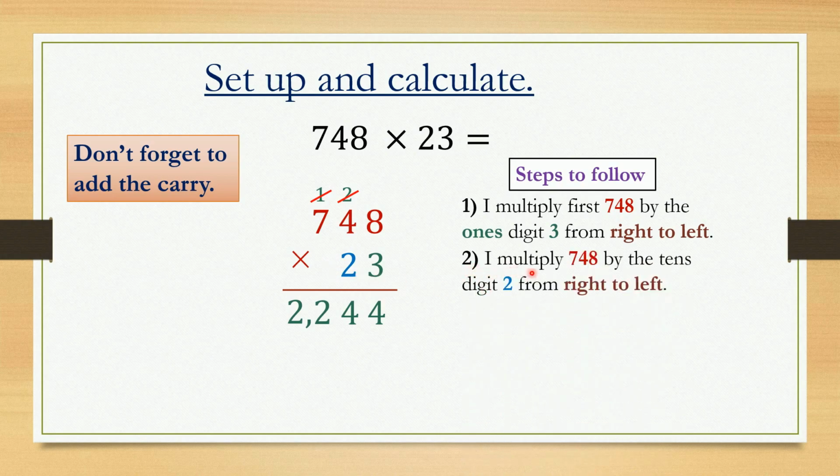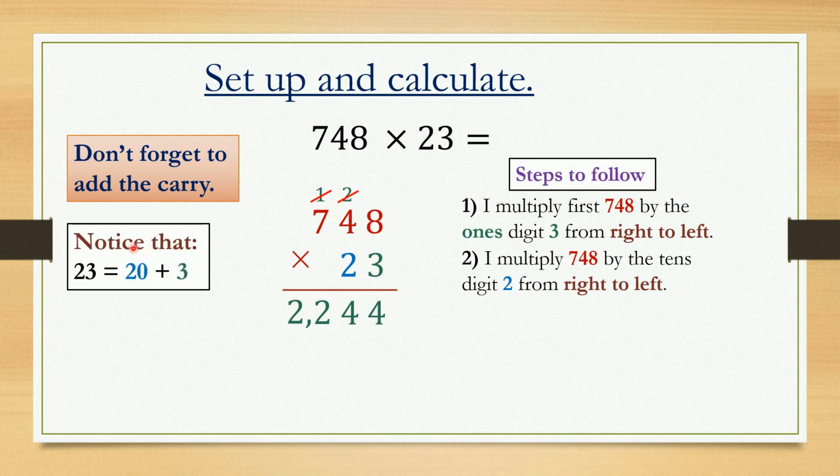Step 2, I multiply 748 by the tens digit 2 from right to left. But here I need to notice that 23 is in fact 20 plus 3. I already multiplied by 3. Now when I multiply by the tens digit 2, I am actually multiplying by 20. So in fact, I am multiplying now 748 by 20.